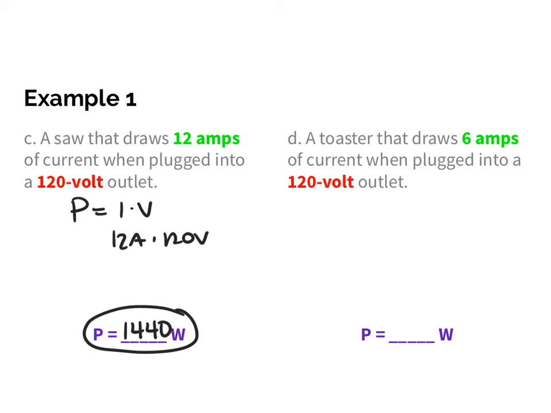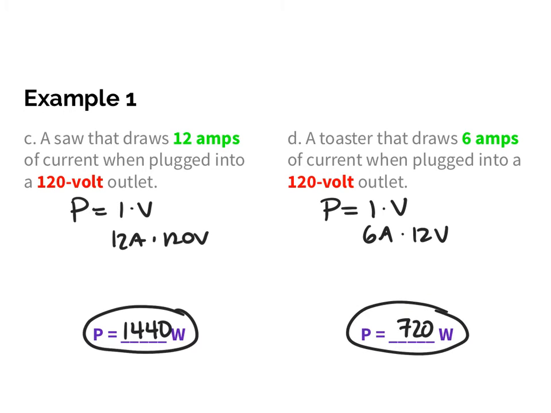Same thing now, notice I have a toaster. A toaster draws 6 amps of current when plugged into a 120-volt outlet. So 6 amps, again, is a pretty large amount of current, but if I want to find the power rating in watts, I'm going to take the current times the voltage, so 6 amps times 120 volts, and that's going to give me 720 watts. So again, that's a lot of energy being utilized by that saw and by that toaster.